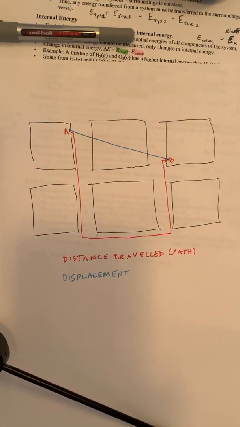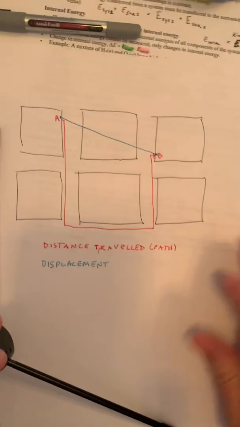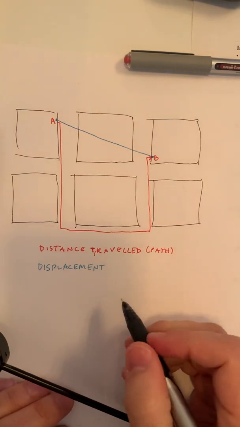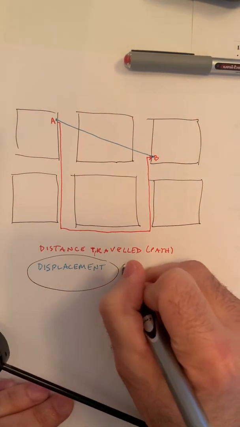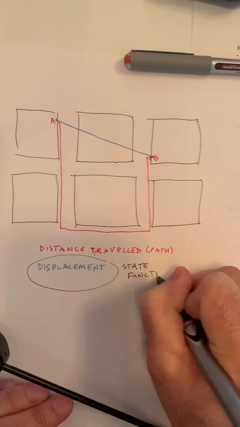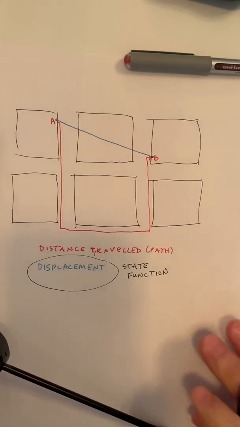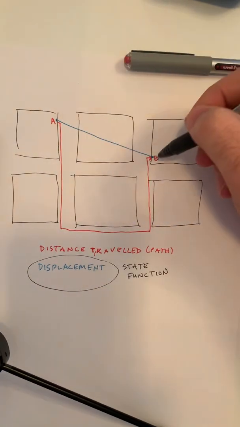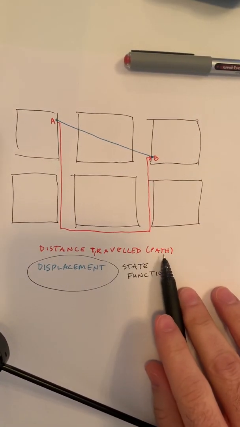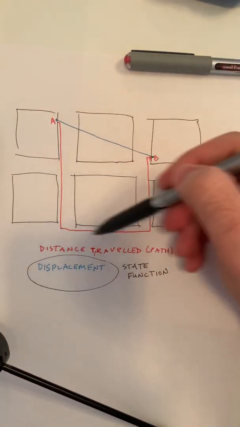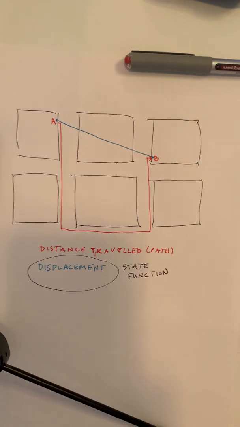So here in this example that I'm showing you, the displacement would be a measurement that's a state function, okay? Because it doesn't matter how you got from point A to point B. All that matters is the actual ending distance from A to B. The path traveled, the distance traveled, is not a state function, because that does matter how you got from point A to point B. Okay, hopefully that helps it make a little sense.